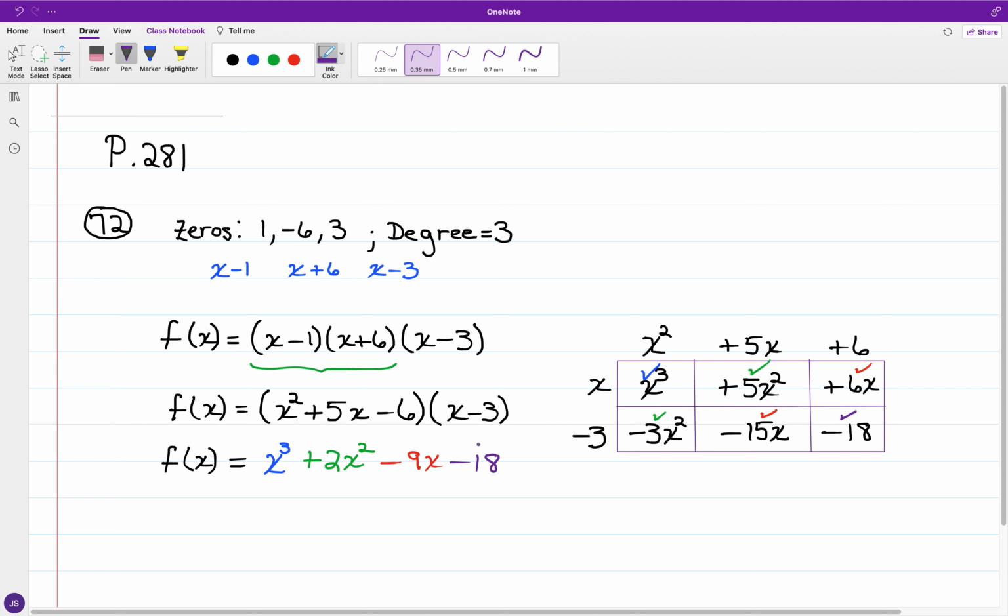So for the overall result, we have a third degree polynomial, and one expanded form is x cubed plus 2x squared minus 9x minus 18.